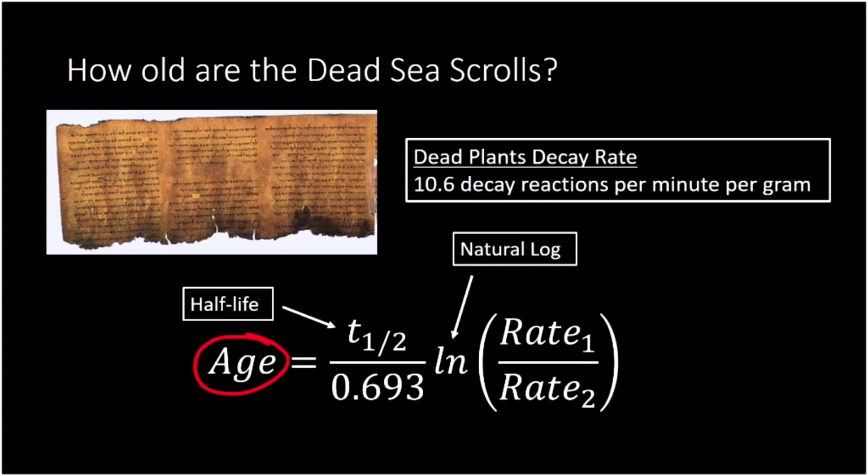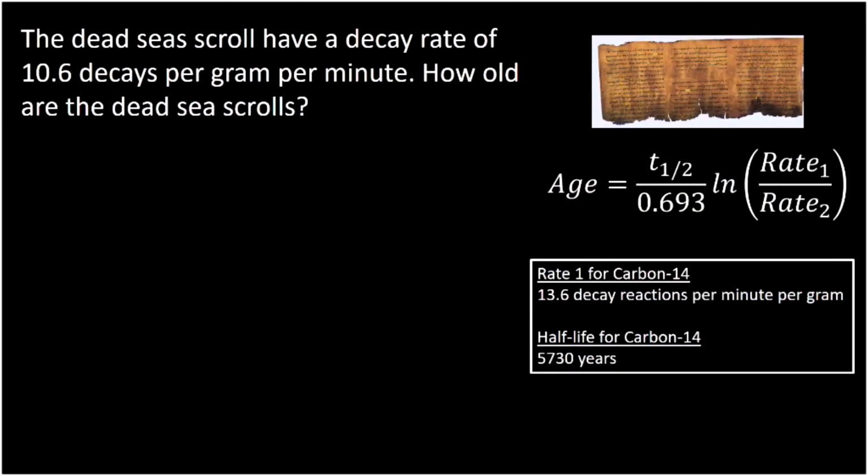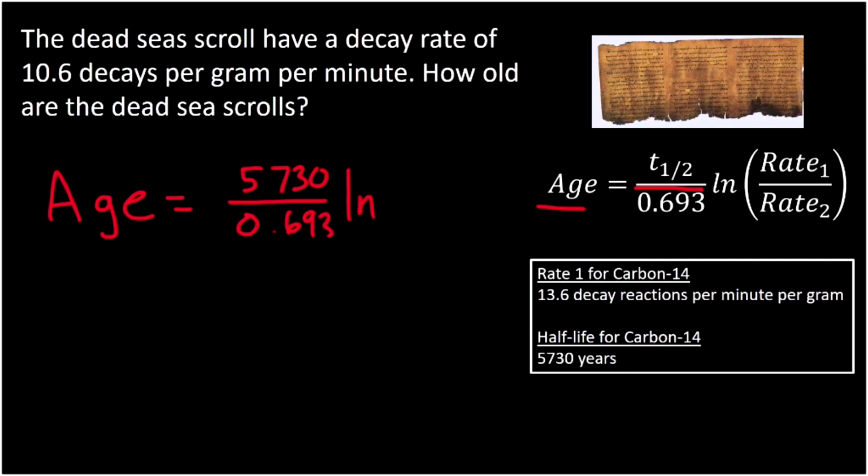Okay, let's actually calculate the age then of the Dead Sea Scrolls. All right, well, the Dead Sea Scrolls have a decay rate of 10.6 decays per gram per minute. How old are the Dead Sea Scrolls? All right, well, all I've got to do is write down my formula, age equals, and now I'm going to put the half-life of carbon up top, 5,730. Notice all I'm doing is copying this formula over here. I know age is equal to half-life, and so now I'm going to divide. What am I going to divide by? 0.693. And then I know I'm taking the natural log. By the way, this is a multiplication. And then the open parentheses means we're taking the natural log of rate 1 over rate 2.